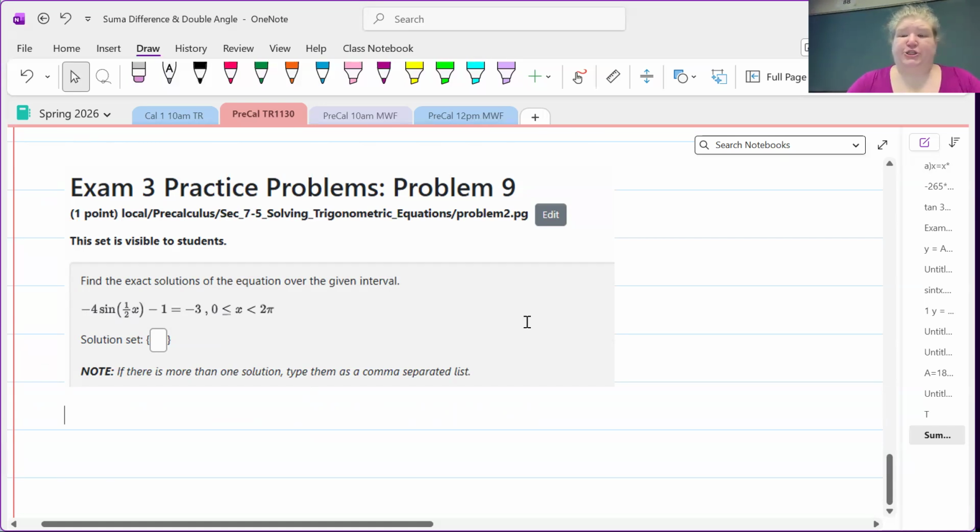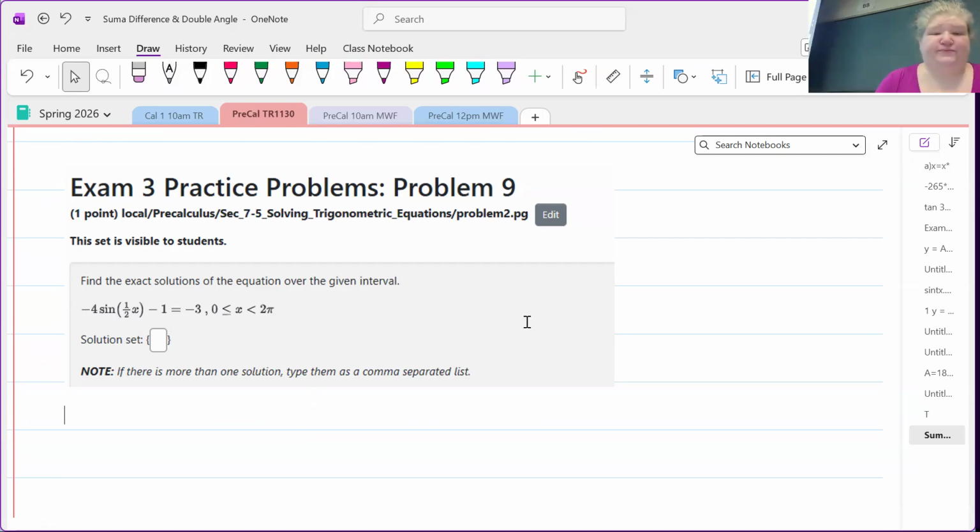All right, so question 2 on the test is solving 2 trig equations. Our first trig equation is going to look like this. They're both going to have the qualification that you're only solving for numbers between 0 and 2 pi.